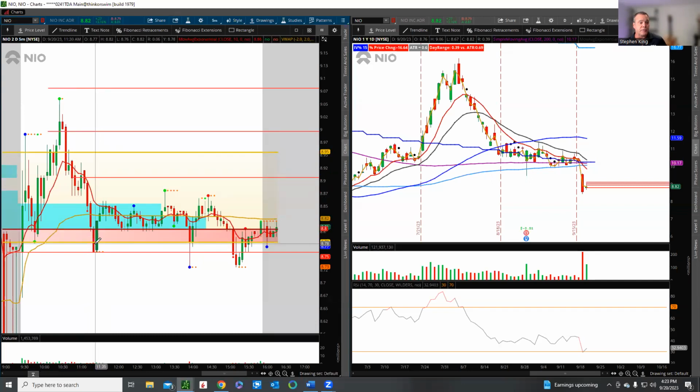So as it retraced here, in order to move my stop down, technically I need a lower low and a lower high compared to this candle before I can move my stop down. Now, that didn't happen until back here. I would have had to hold with this stop here all day long. Now, would I have done that?